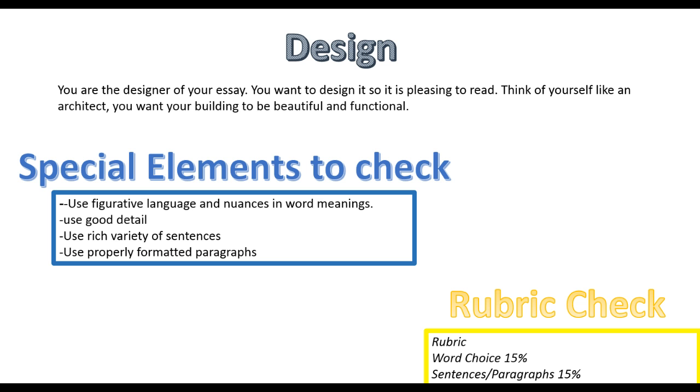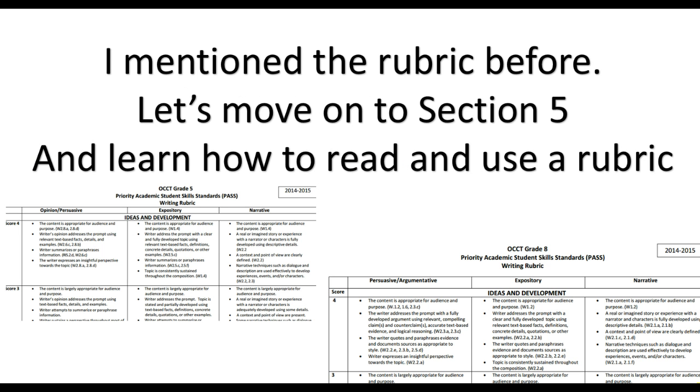The yellow box is our rubric check. Here, when we're checking design, we're checking our word choice, which is 15% of the grade, and sentences and paragraphs, which is 15% of the grade. So I mentioned the rubric before on the other slides. So now you need to move on to section 5 and learn how to read and use a rubric. Below is just a small snippet of a rubric for grade 5 and grade 8. This is a very important part of writing an essay, making sure you edit your paper and mark it PAID so it's a polished piece of work. Let's move on to section 5.